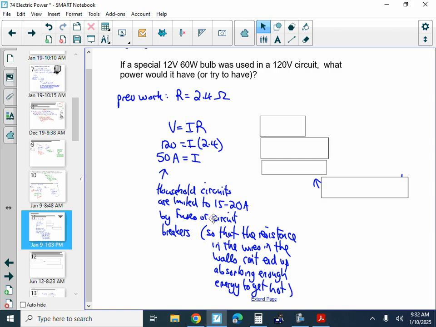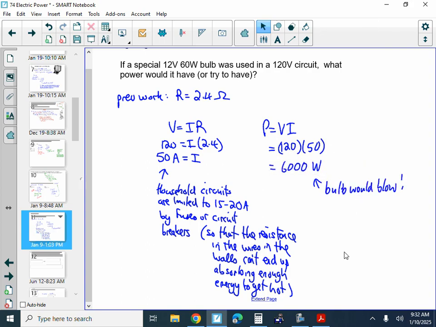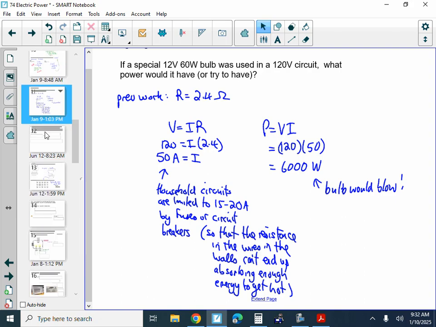And your circuits are protected where they only allow 15 to 20 amps in your house, right? So the circuit breaker would blow or the bulb would blow. But if it was able to let the 50 amps go through, each coulomb would carry 120 joules. The thing would try to function as a 6,000 watt bulb, 2 factors of 10 bigger. Okay, that's just how it works.